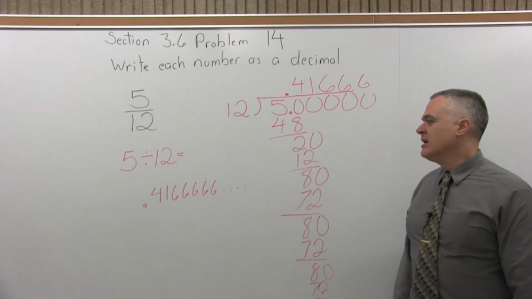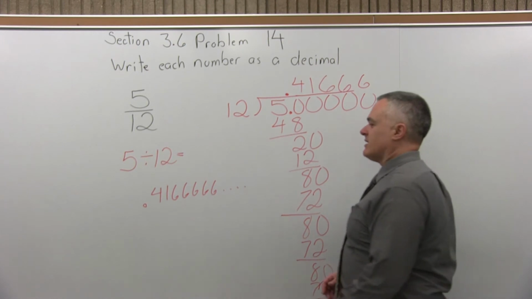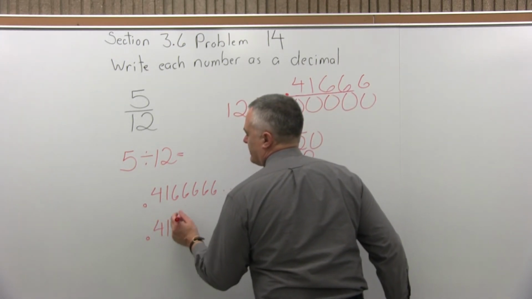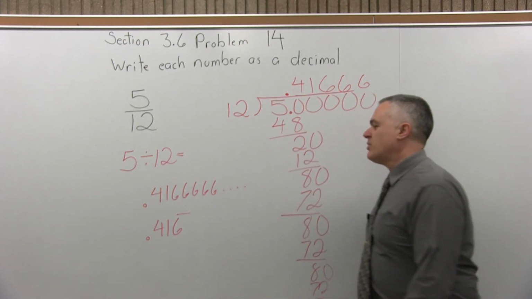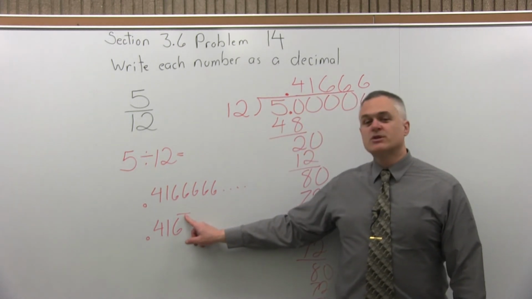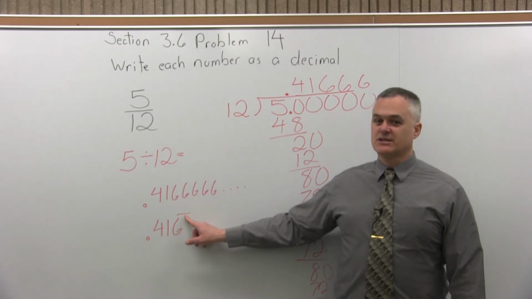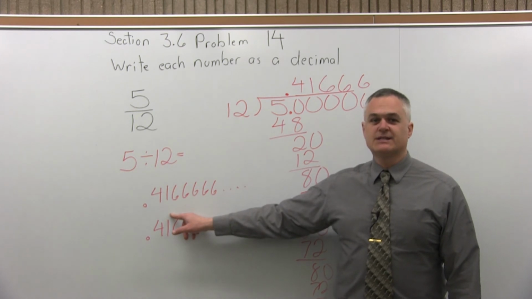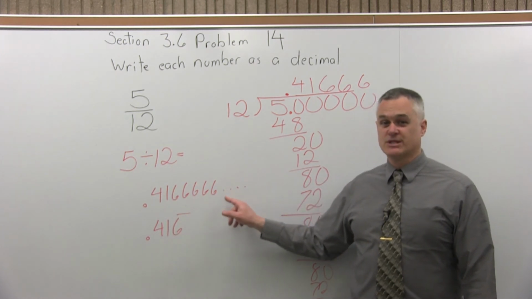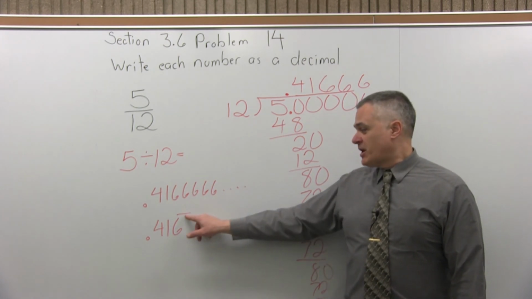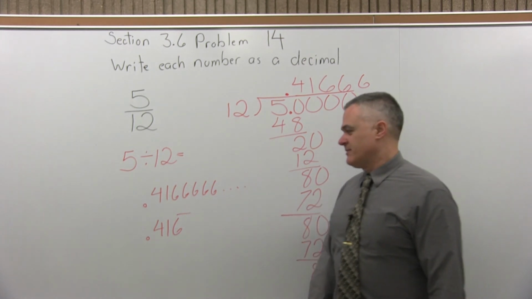And that's the answer. Now, that's one way of writing the answer. Or a shorter way that says the same thing is 0.41, and then the 6 will have a bar over it. Notice the bar is only over the 6, not the whole thing. Because if I put it over the whole 416, that would mean the answer is 416, 416, 416 forever. It's just 4166666. Only the part that repeats gets the bar over it.